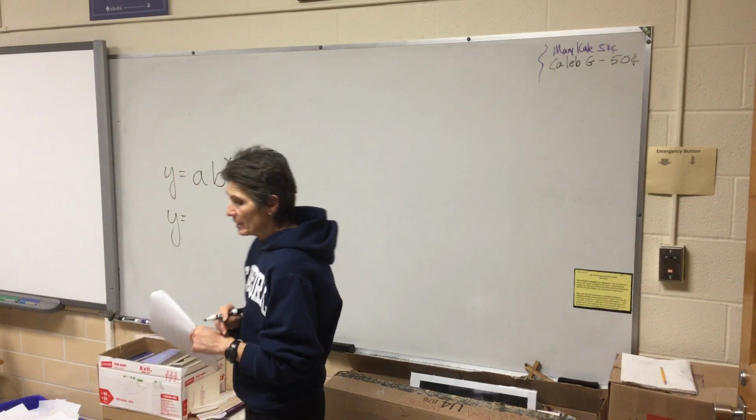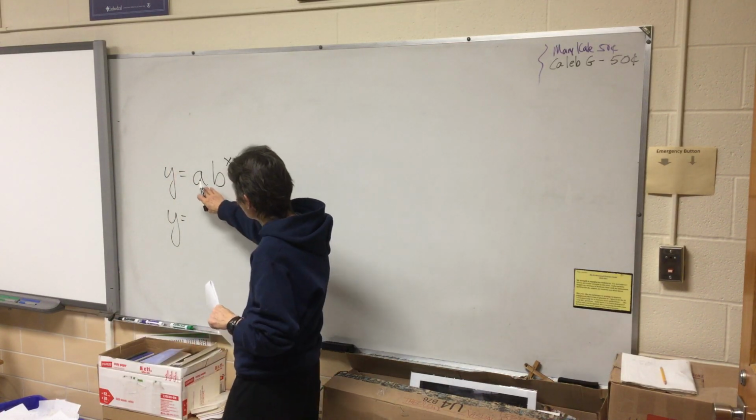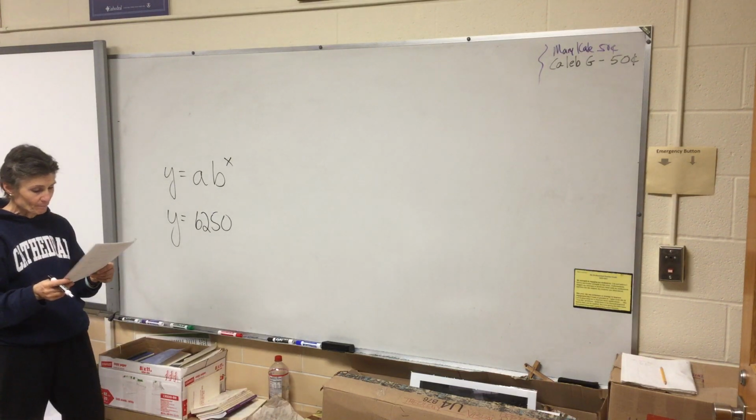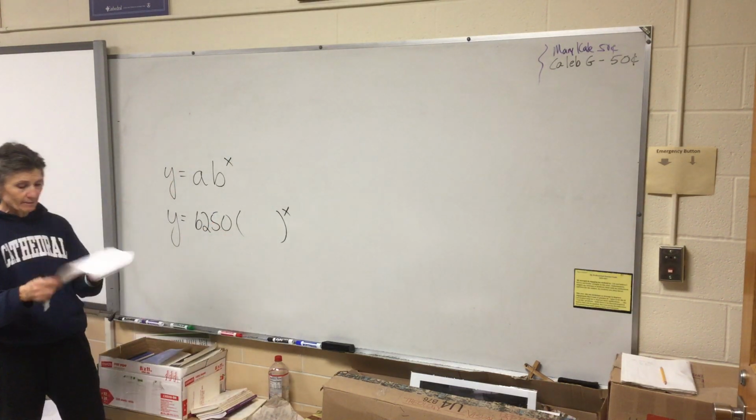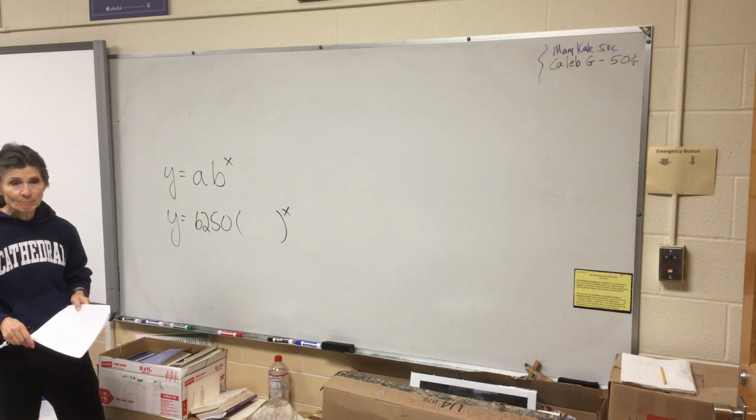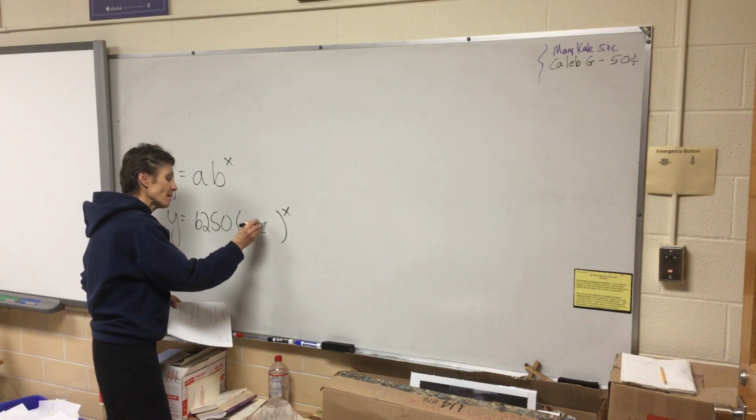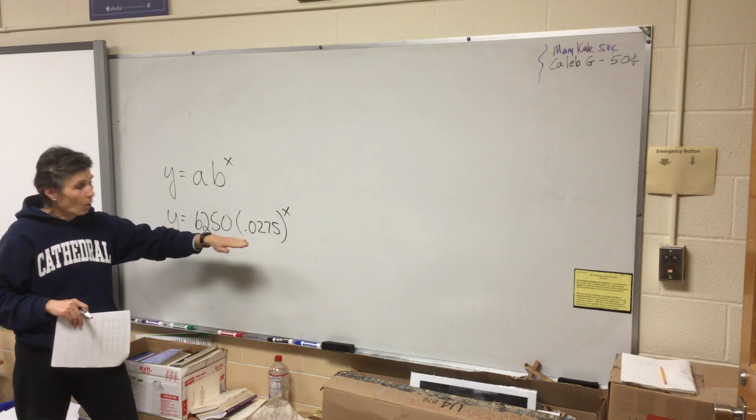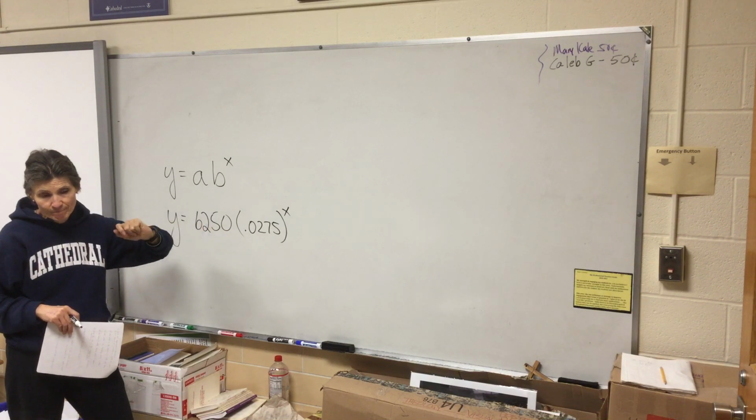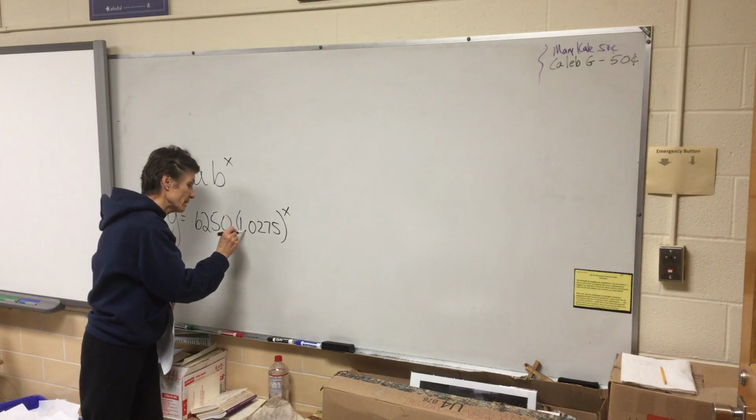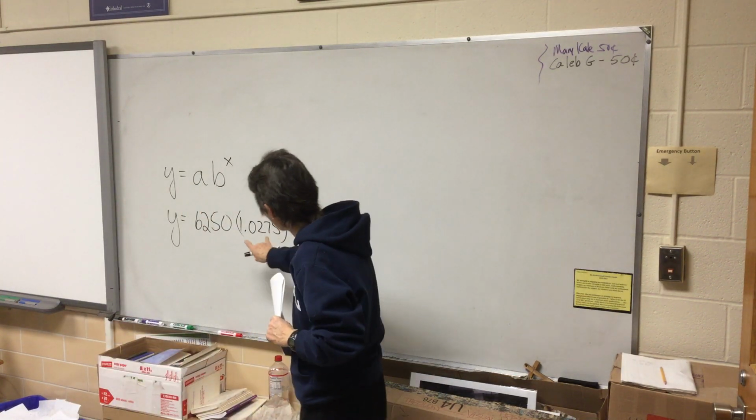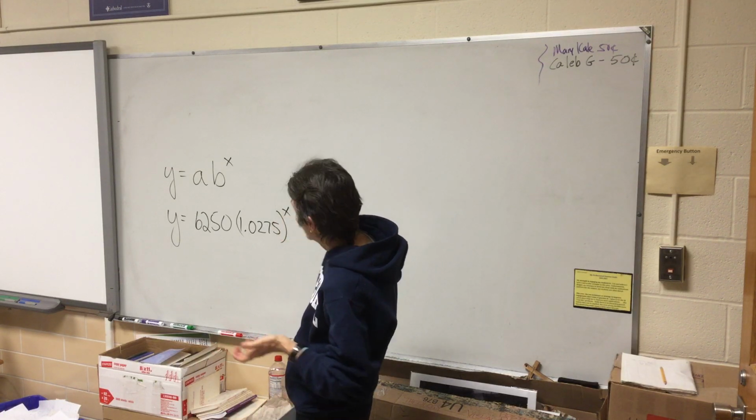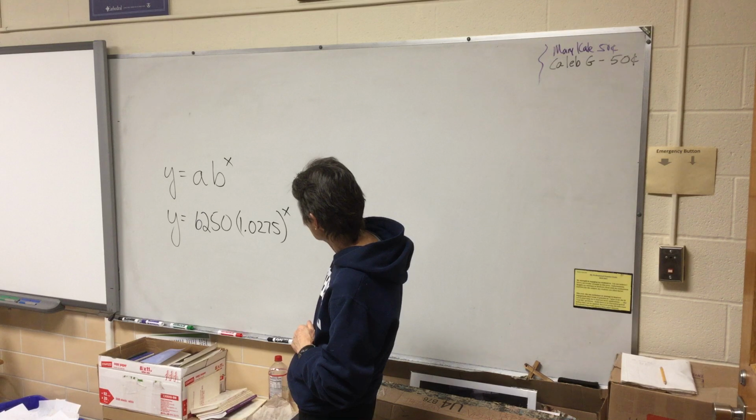In a 6,250. Yeah, in an exponential function, A is the initial value. So we are starting with 6,250. It tells us that in the problem. And then we are increasing at a rate of 2.75%. Now, groupies, do not do something like this. If you multiply by 0.02, you are not increasing. What goes in this parentheses? 1.0275. That's exactly right. Remember, your B value is either 1 plus the rate if it's a growth, or 1 minus the rate if it's a decay.